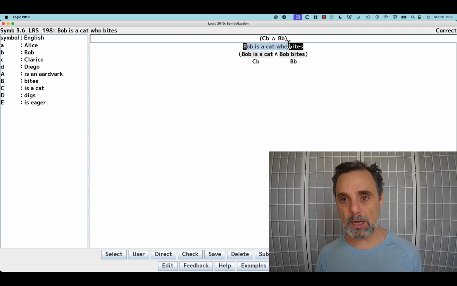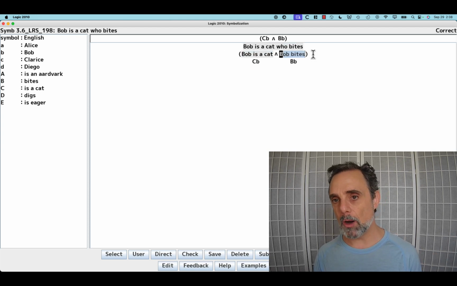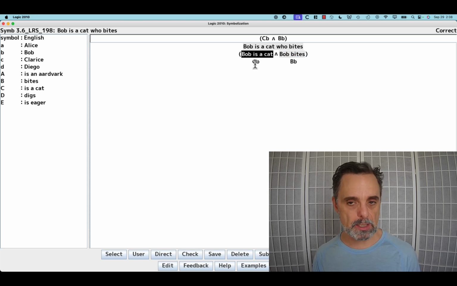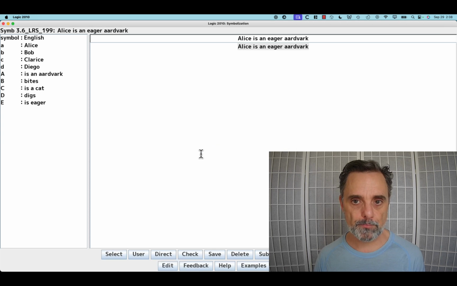So Bob is a cat who bites, who is a conjunction. So we have the conjunction of Bob is a cat with Bob bites. Bob is a cat, big C, little b. Bob bites, big B, little b. And we'll do our last one.